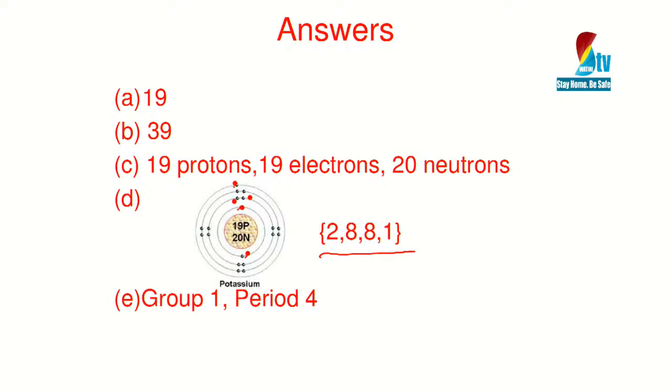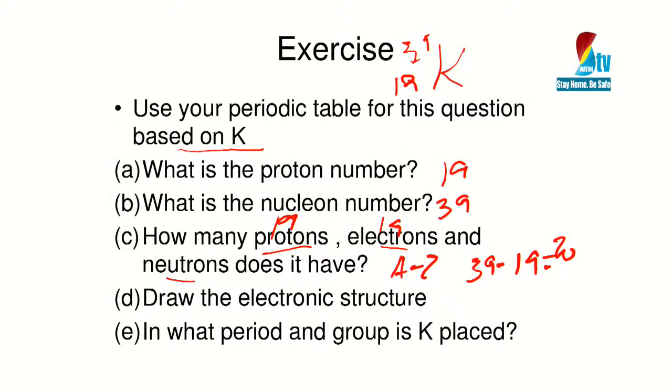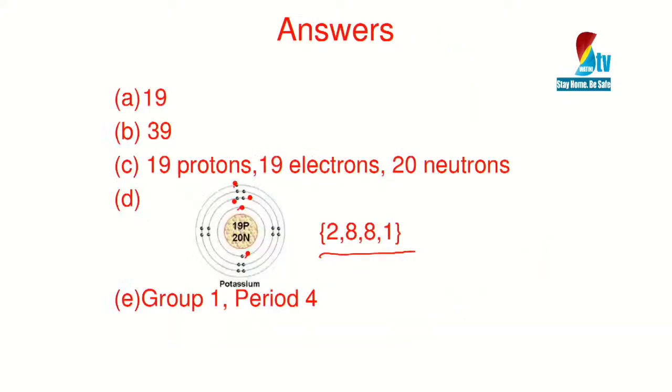So judging from this, we can answer the last question, which says, in what period and group is potassium placed? Potassium is in group 1. How can we tell? Because it has 1 as its valency electron. It's in period 4. How can we tell? Because it had 4 shells, dear learner.